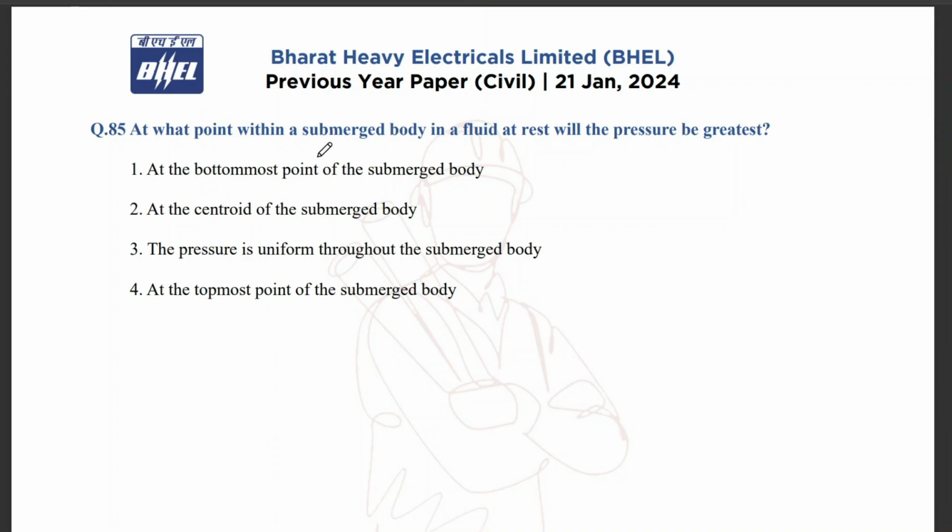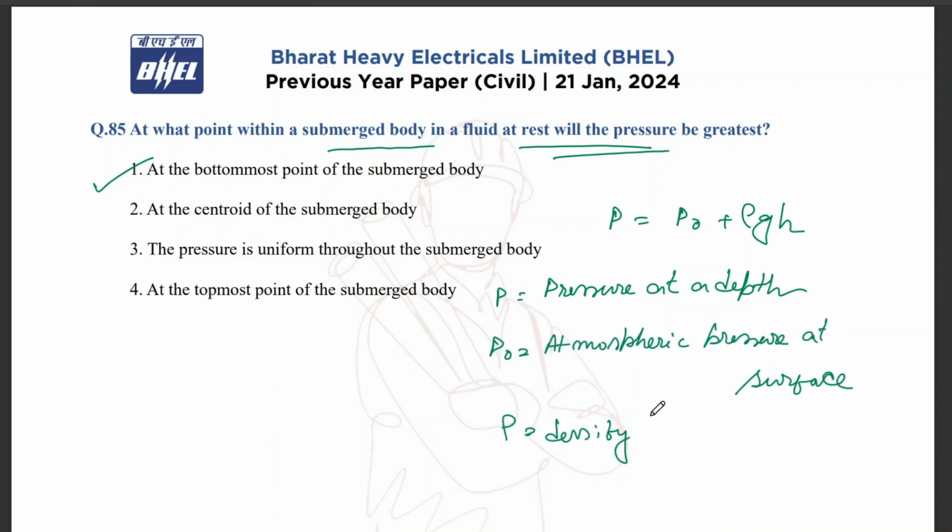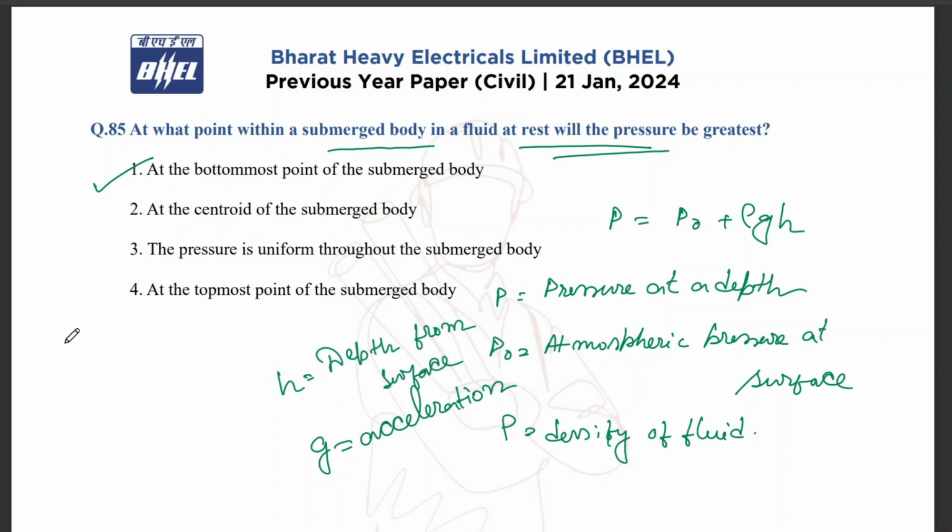At what point within a submerged body in fluid at rest will the pressure be greatest? So here, at the bottommost point of the submerged body, the pressure is greatest, because when the fluid is at rest, the pressure increases with depth due to the hydrostatic pressure principle. Here we can say P equals P0 plus rho g h. P is the pressure at a depth, P0 is the atmospheric pressure at the surface, rho is the density of the fluid, g is the acceleration due to gravity, and h is the depth from the fluid surface. Here is a point to be noted: the deeper a point is in the fluid, the higher the pressure.